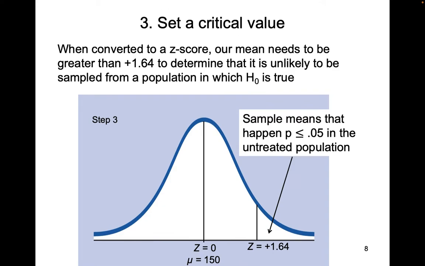So at step 3, we're going to set a critical value. Based on our definition of statistical significance, we're interested in the means that happen 5% of the time or less in the untreated population. So we're looking for a sample result that happens 5% of the time or less in this comparison distribution, which assumes that our class has no effect. That's our definition of statistical significance. Converted to a z-score, we're looking for a result that is 1.64 standard errors away from the mean. That is, it would exceed a critical value of 1.64.